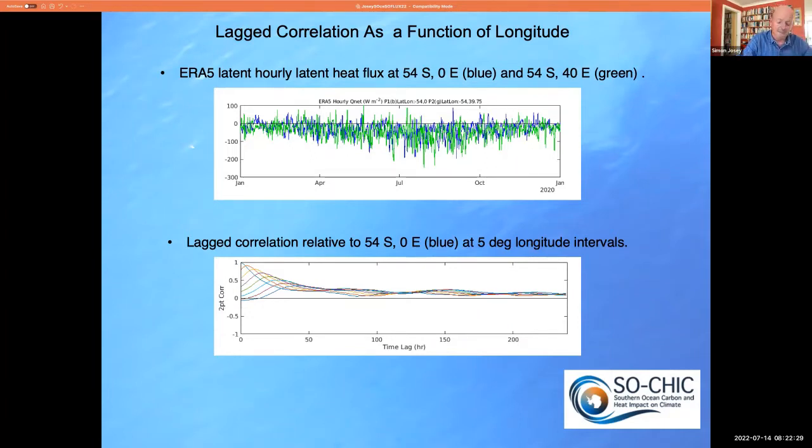Can you elaborate a bit on this bottom plot where these lag correlations are presented? So yes, we have time lag actually.